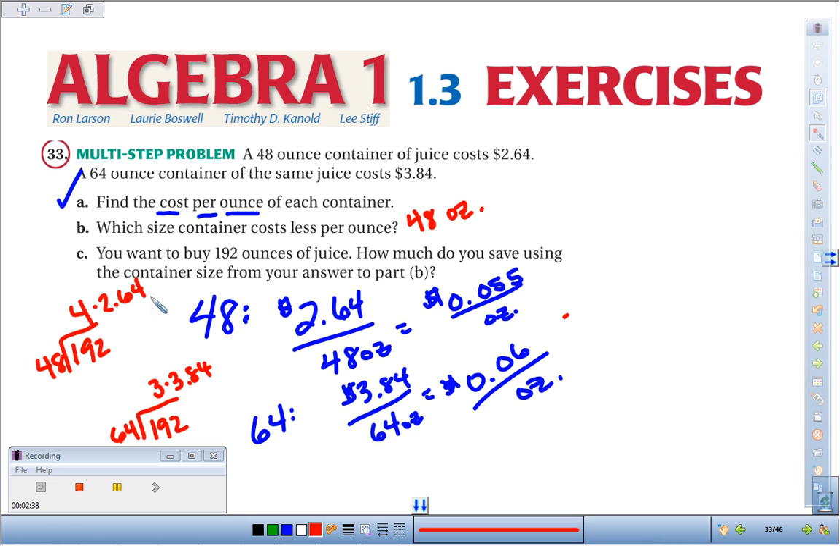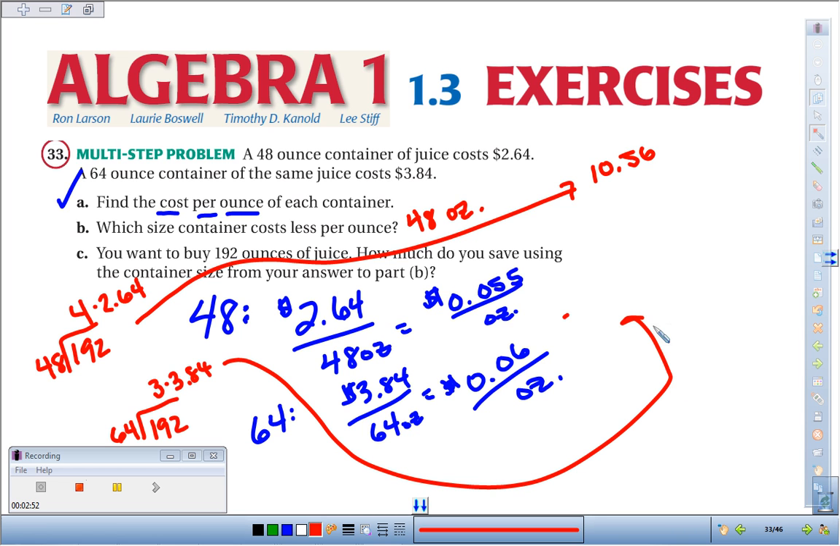And we could figure out our total costs here. 4 times 2.64 is $10.56. 3 times $3.84 is $11.52. So how much do we save if we go with the 48-ounce container? Well, take the expense of $11.52, subtract $10.56, and we see that we save 96 cents.